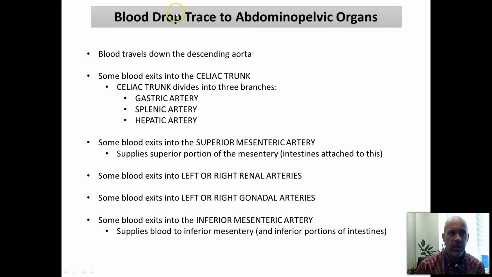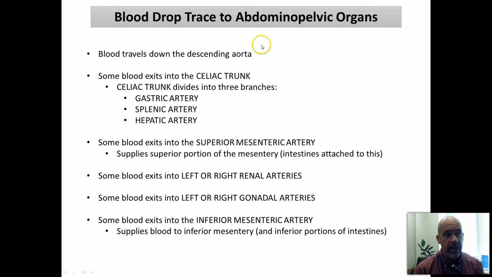Okay, so obviously any oxygenated blood that's going to head down to the abdominopelvic organs is going to travel down the descending part of the aorta. It wraps around behind the heart, and then it passes through the diaphragm. There's an opening for it in the diaphragm. Once it's down in the abdominopelvic cavity, you can still call it the descending aorta because it's still descending, or you can also refer to it at that point as the abdominal aorta. Either way, it's the same thing.